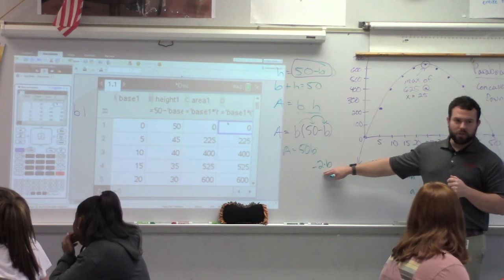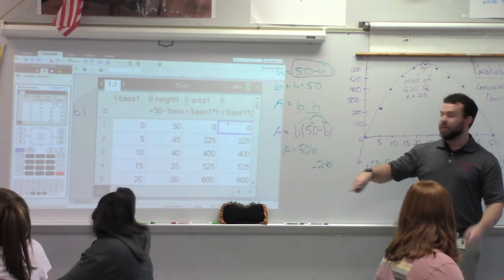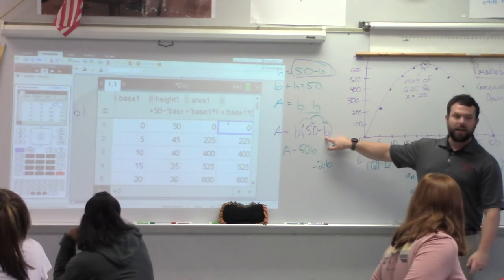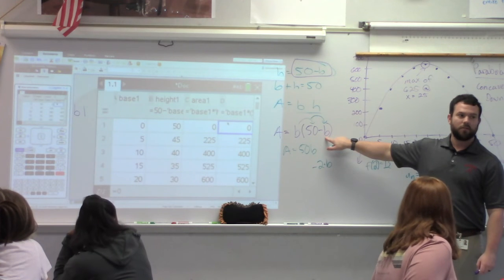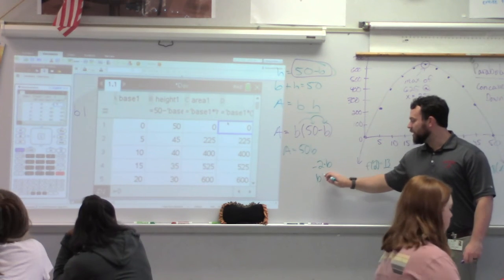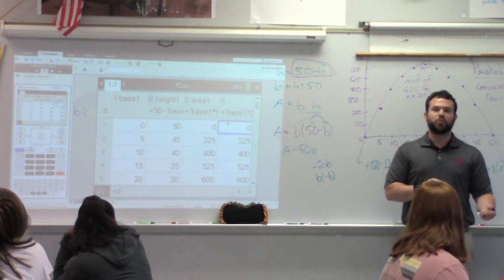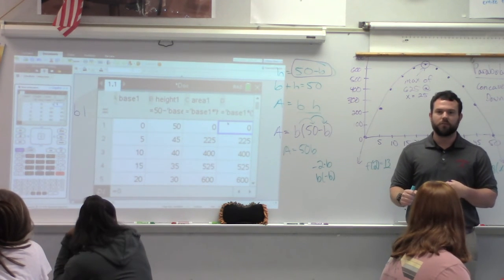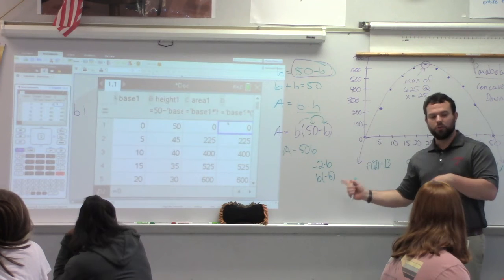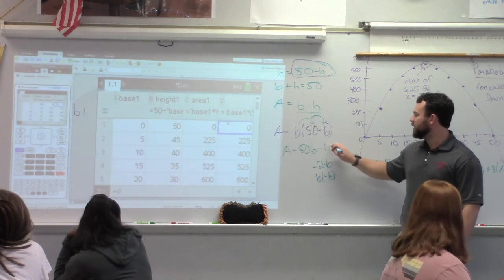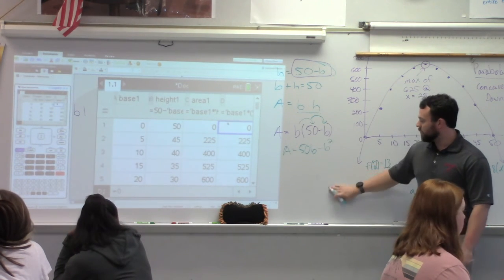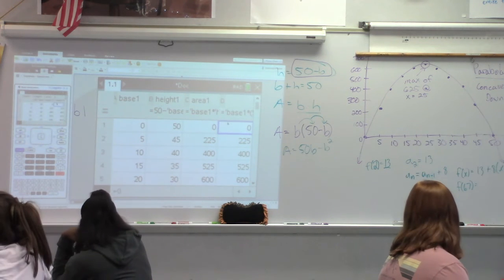So, multiplication is repeated addition. Am I adding this b and that b? No, that is b times negative b. What operation shows repeated multiplication? An exponent. I have two b's, so it would be minus b squared. Let's check that equation.